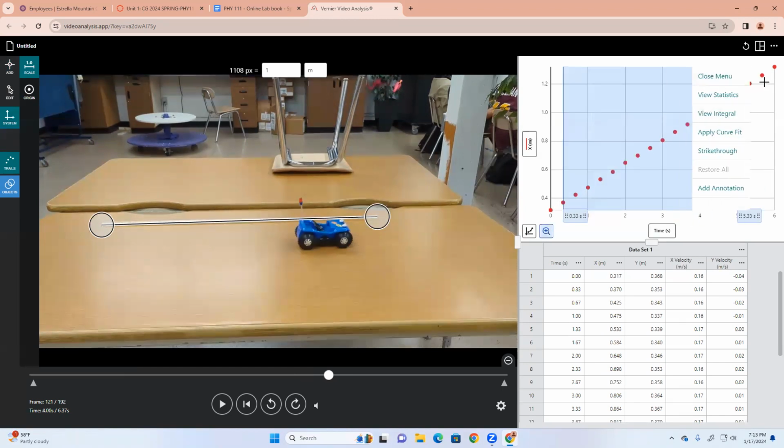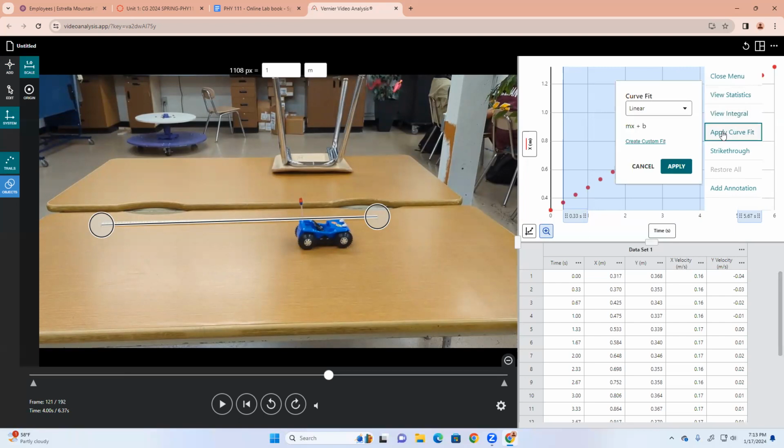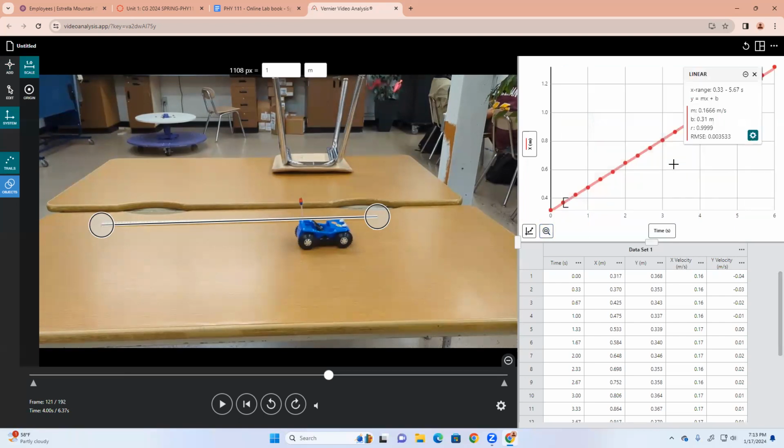I'm going to go ahead and highlight it. I'm going to apply curve fit like that. And you can see that R equals 0.999. When R is equal to 1, it's like a perfect fit. This is real close to 1, so it's a very, very good fit. I'm going to go ahead and get a model from that graph.